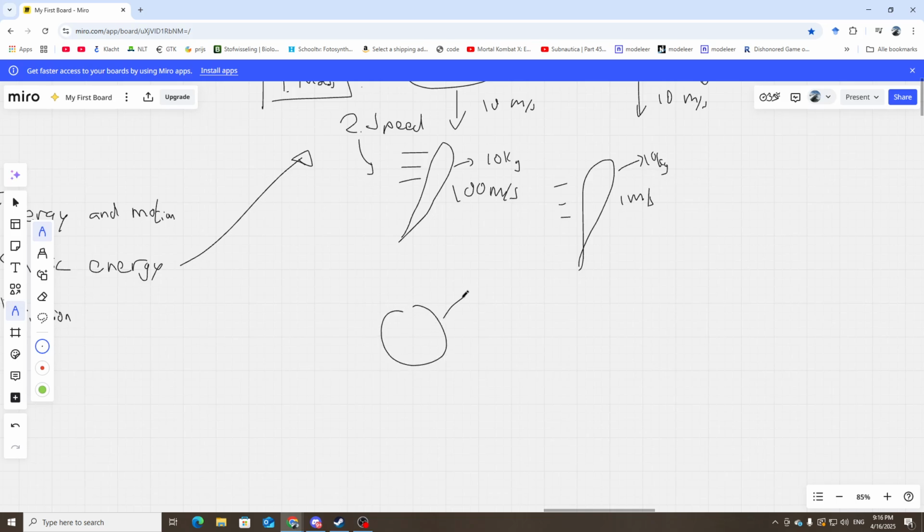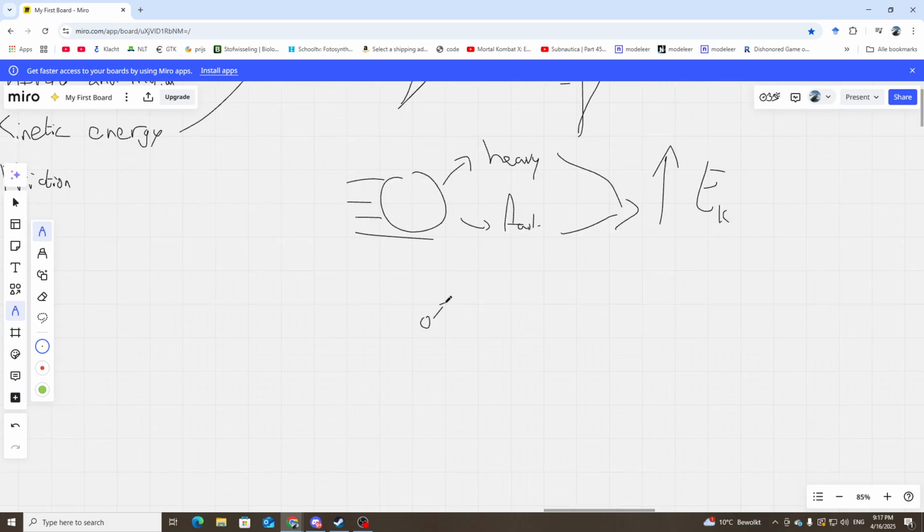So a heavy and a fast object equate to having a very high kinetic energy. Let's say you are not heavy but light, and you are moving slow. What is the kinetic energy going to be? It is going to be low. A low kinetic energy. Okay?